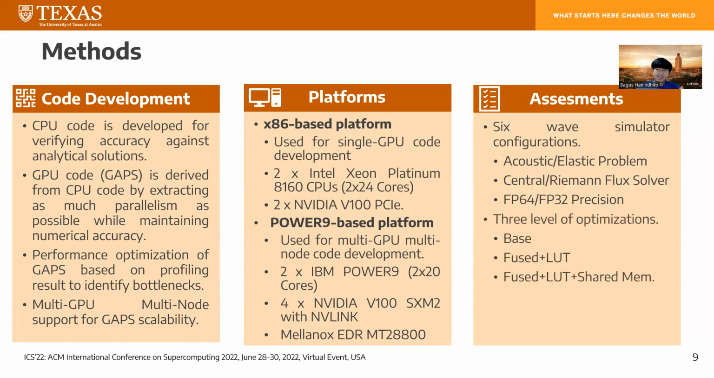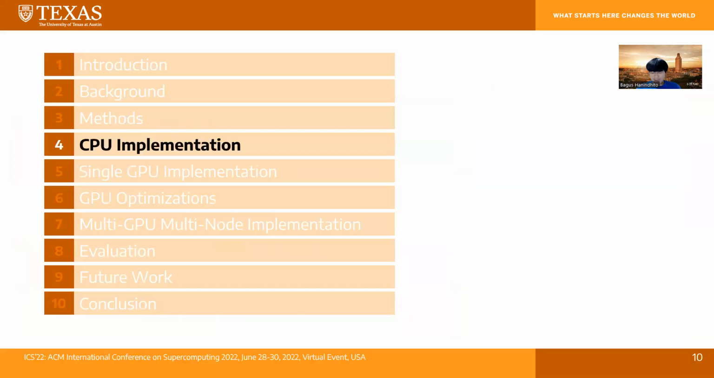We also prepare 3 levels of optimization in our GPU code: the baseline; the fused kernel plus LUT-based neighbor lookup and node search; and the fused kernel and LUT-based neighbor lookup and node search, plus the shared memory utilization. We also provide a roofline analysis to characterize its GPU kernels.